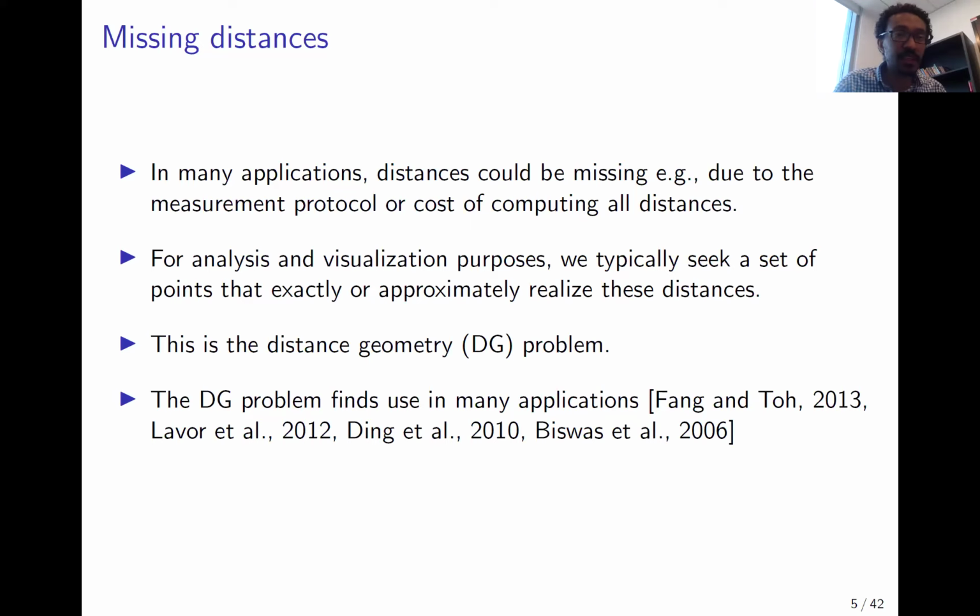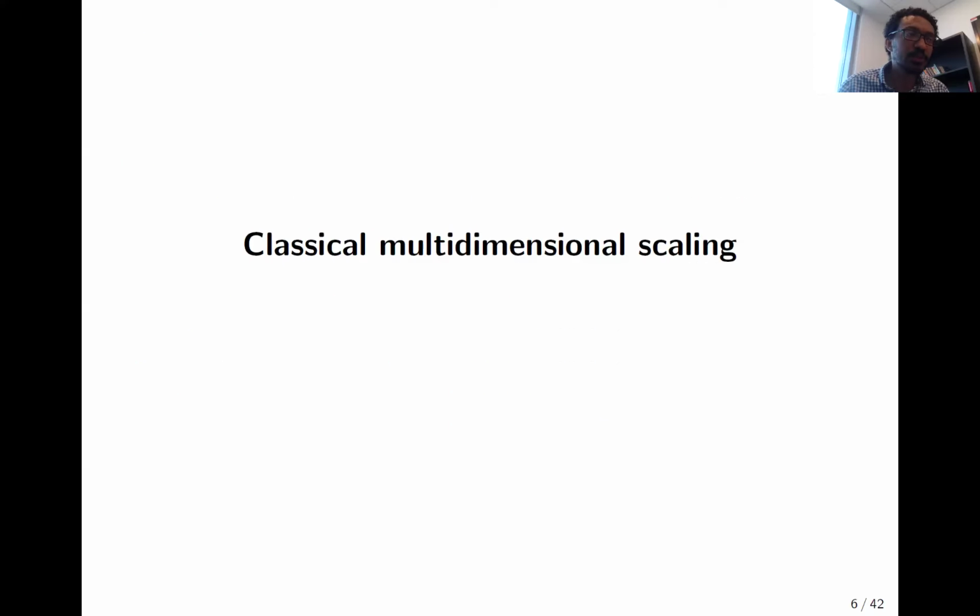And secondly, in many applications for analysis or visualization, from the distance matrix, we'd like to get points that approximately or exactly realize this distance matrix. This problem is called the distance geometry problem. It has been quite well studied, and there are a lot of applications to it. In today's talk, for the majority of the part, I'll be focusing on classical multidimensional scaling, which can be seen as one instance of the distance geometry problem where we have all the distances.